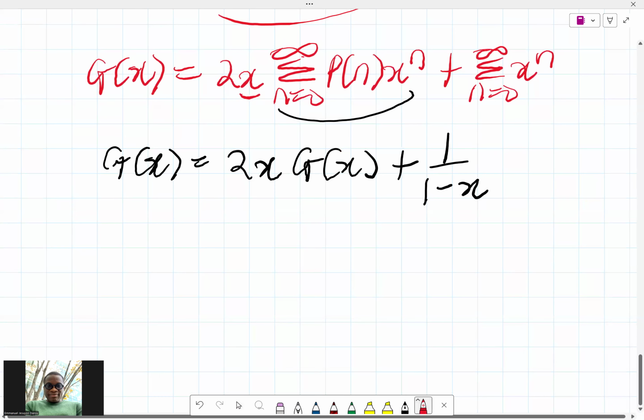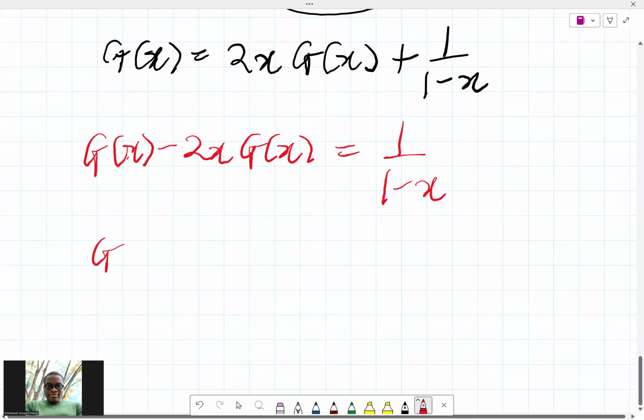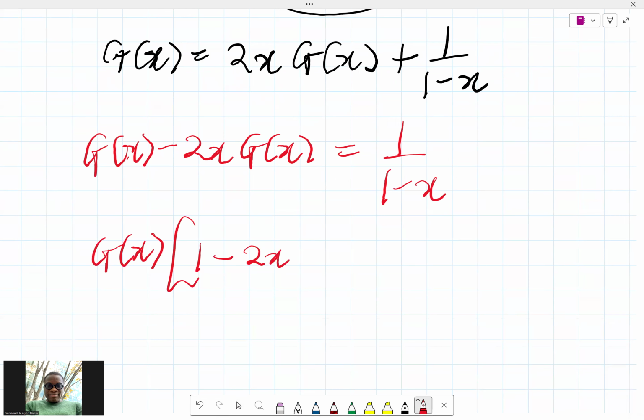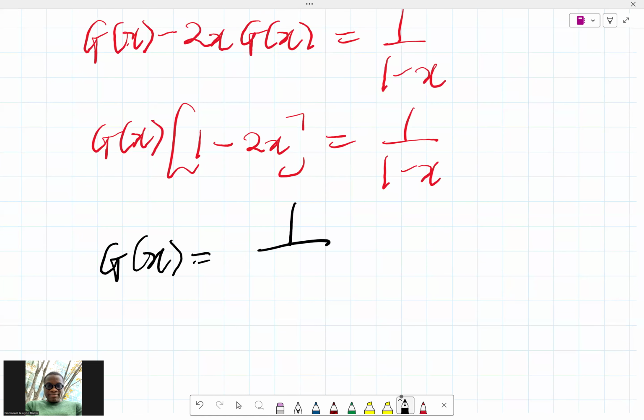So that means we now have g of x minus 2x g of x equals 1 over 1 minus x. Here, g of x is common, so we have g of x into 1 minus 2x equals 1 over 1 minus x. So that we now have g of x. If we divide through by 1 minus 2x, we have g of x equals 1 over 1 minus x into 1 minus 2x. I mean, this looks familiar. It's the kind of thing we've seen previously.